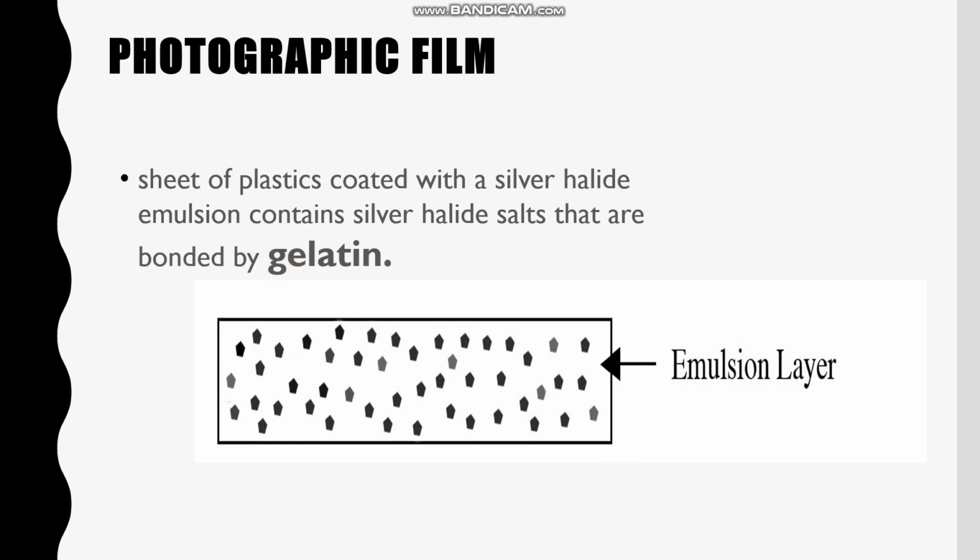So again, si gelatin yung nag-hold, or the gelatin is used to hold those silver halide salts in an emulsion layer. So gelatin yung responsible para maging stable or maging suspended or maging intact si silver halide salt sa ating top layer ng film or yung emulsion layer na tinatawag natin.